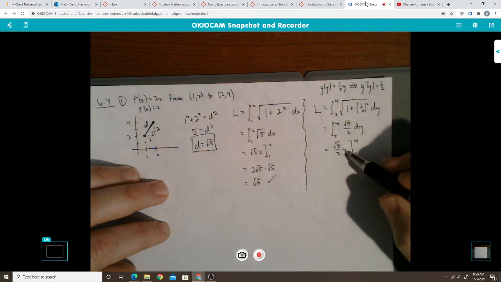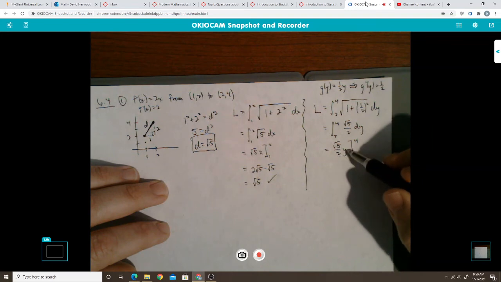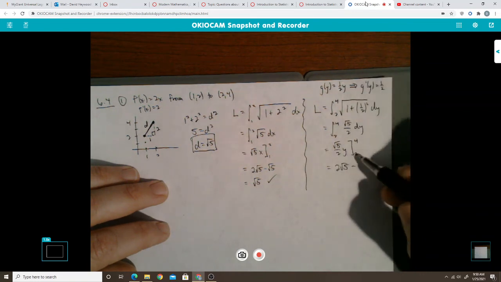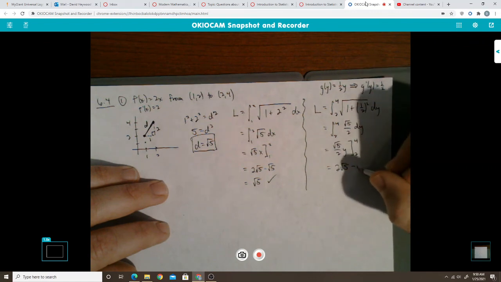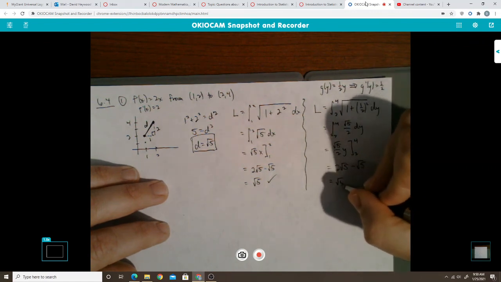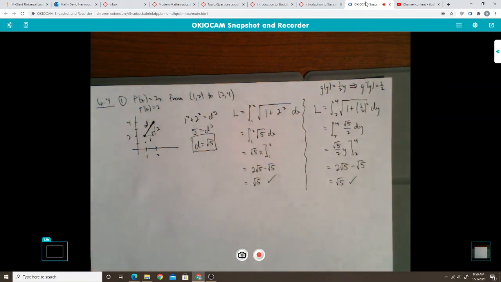If I plug in 4, I'm going to get root 5 over 2 times 4. The 2 will cancel the 4 and leave a 2, so I'll get 2 root 5. And then if I plug in the 2, root 5 over 2 times 2, the 2's will cancel and just leave a root 5. And 2 root 5 minus root 5 is again root 5. So that one also checks out. So that's 6.4 number 1.